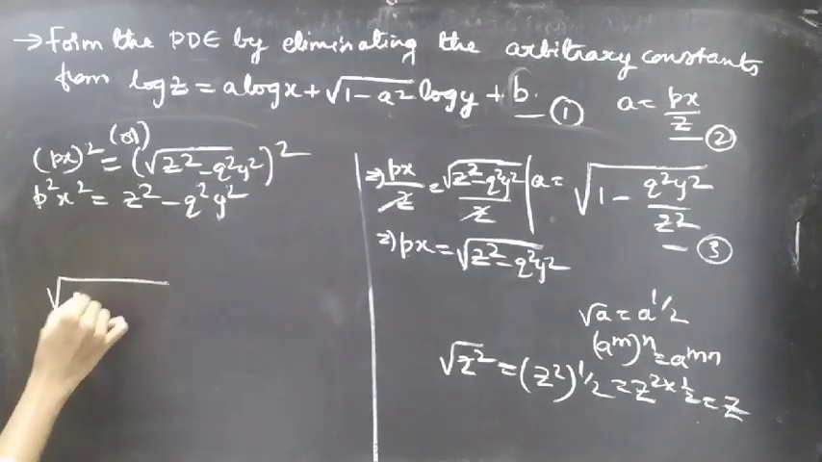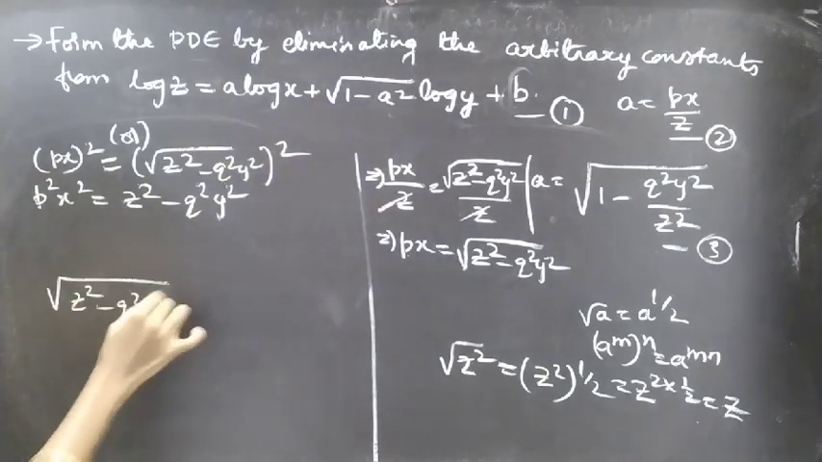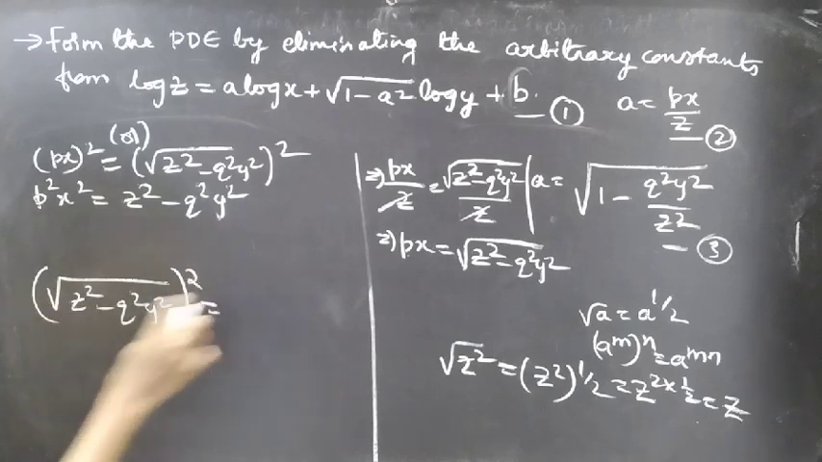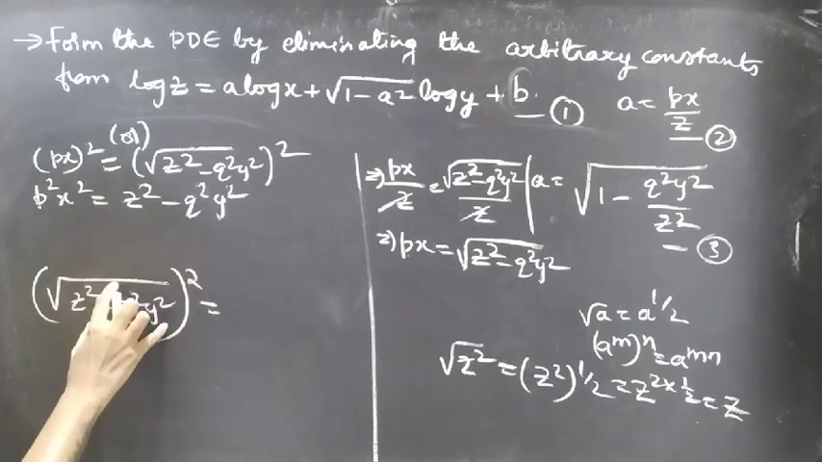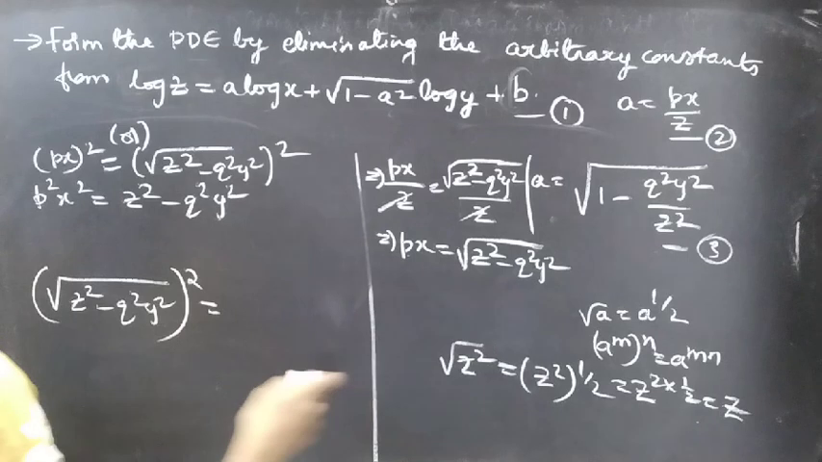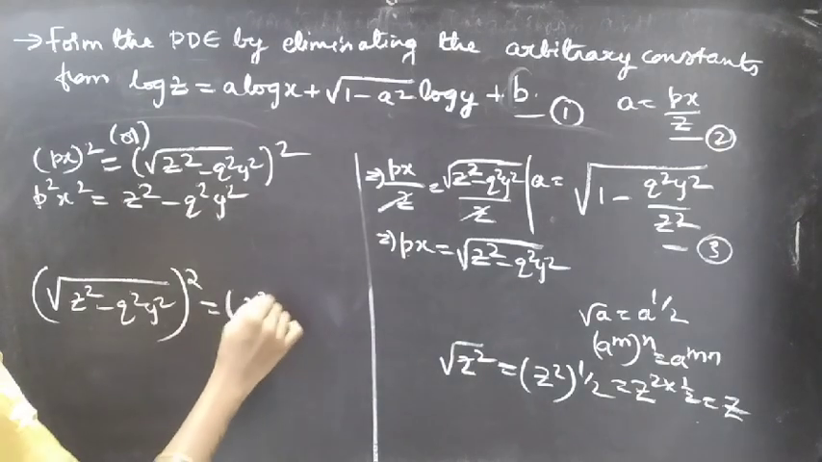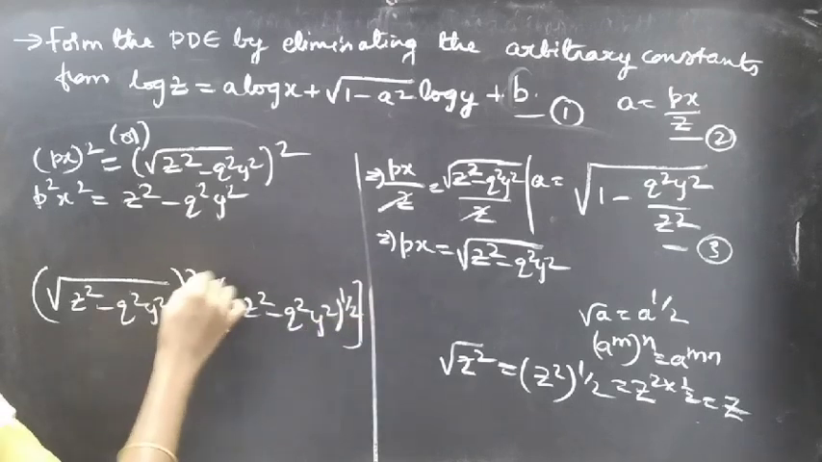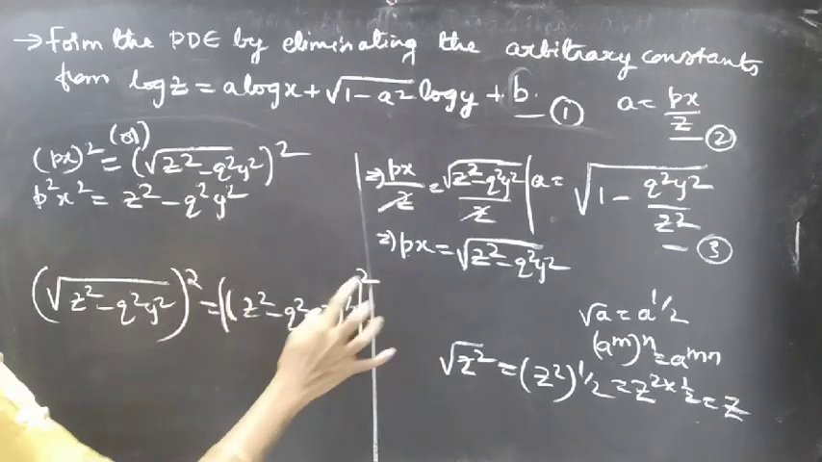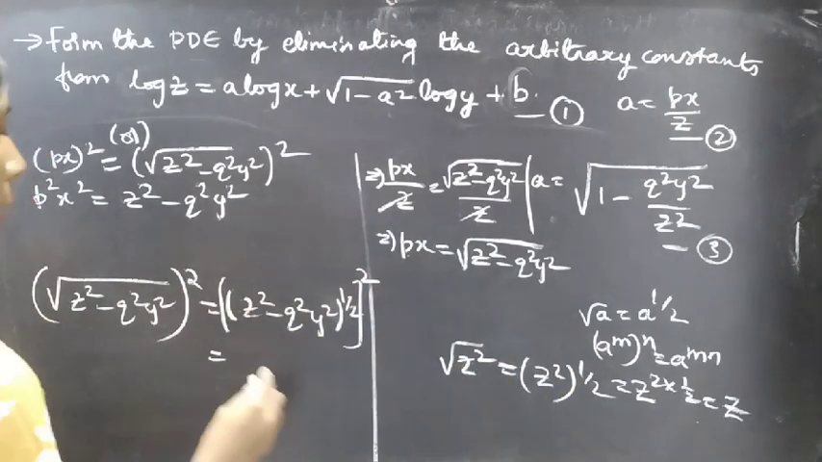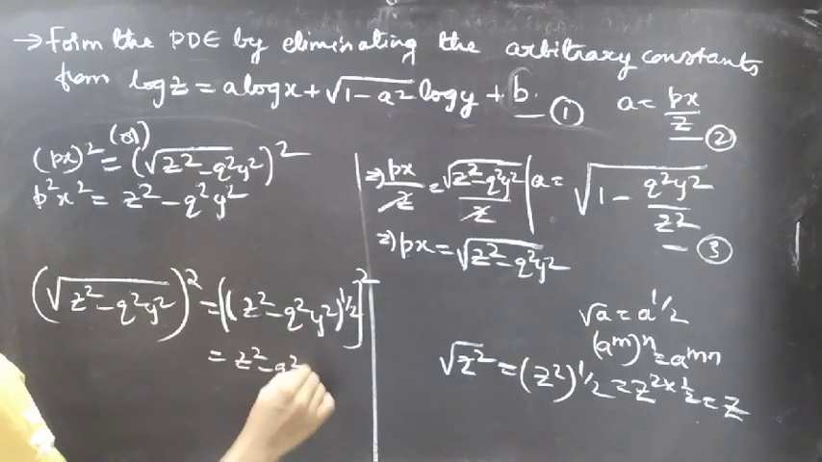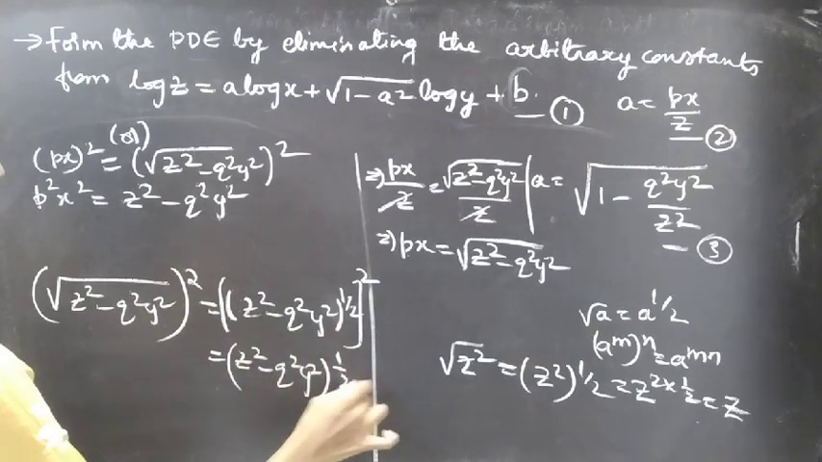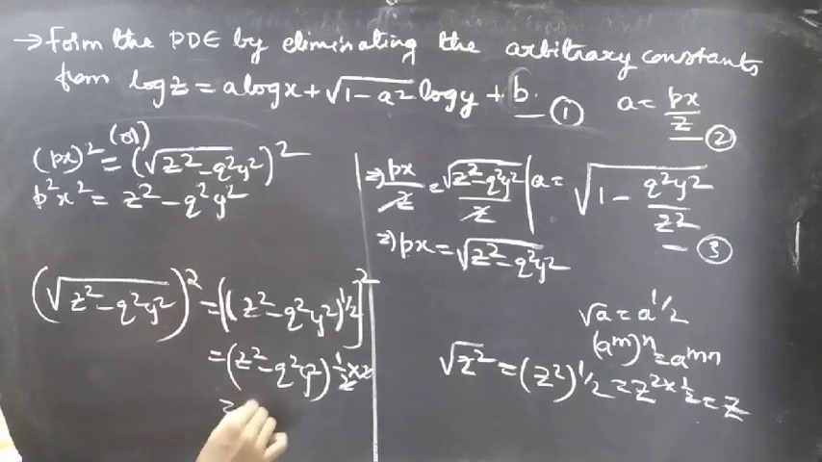See, (square root of z square minus q square y square) whole square can be written as, since square root of a can be written as a power 1 by 2, using this we'll write it as (z square minus q square y square) power 1 by 2, raised to the power 2, and (a power m) whole power n can be written as a power m into n, so you'll write it as (z square minus q square y square) power 1 by 2 into 2, where the 2 gets cancelled and you'll get z square minus q square y square, which I wrote here.